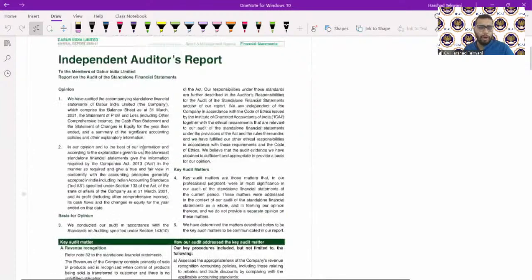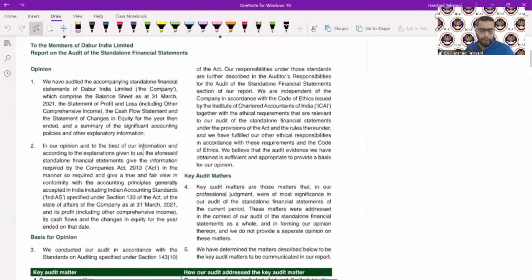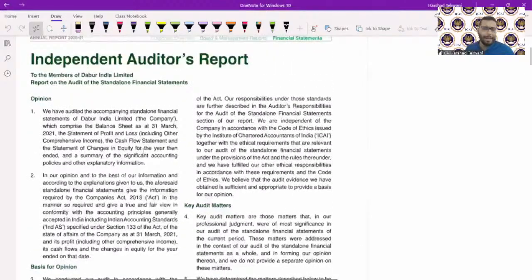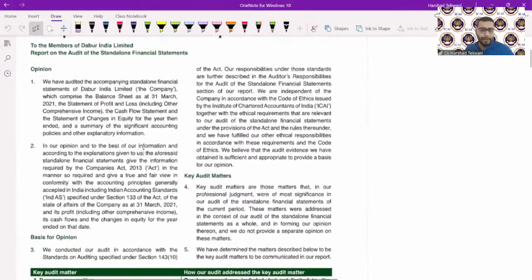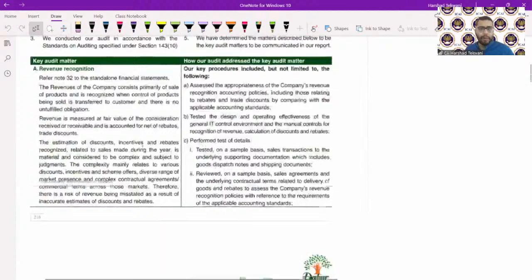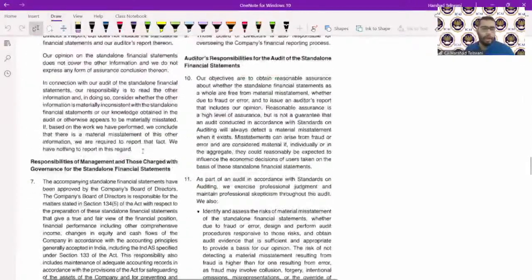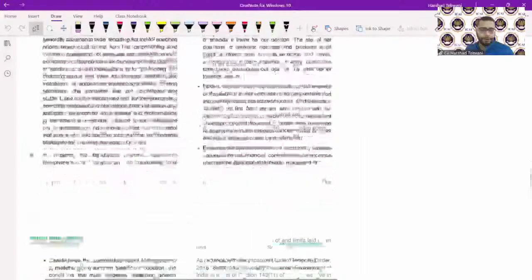I'll suggest don't focus on the name. It's just for reference purposes. It will help us understand how audit reports look. Just don't focus on the name of the company. Okay. So it's an independent auditor's report. Why I brought this report over here is because I want to show you some specific points that are relevant to the topic that we are discussing.